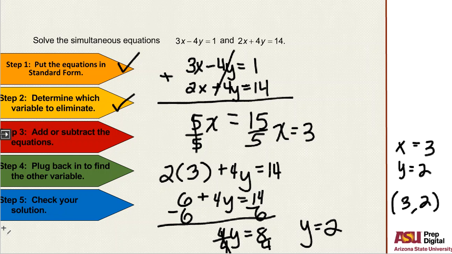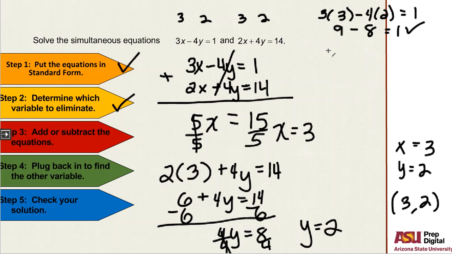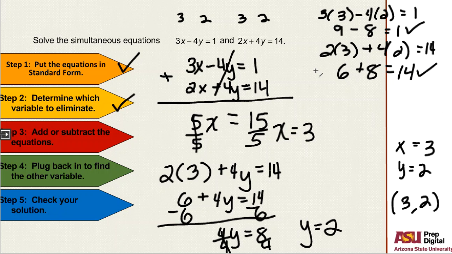Technically I'm done, but that fifth step is always highly recommended because that lets you know that you got the right answer. So I'm going to plug in 3 and 2 for these two equations. So 3 times 3 minus 4 times 2, I want to know if that equals 1. Well, this is 9 minus 8, and yes, that equals 1. For the second equation, I'm going to plug in my 3 and my 2 to the right spots. I want to know if 6 plus 8 equals 14. Yes, it does. So there's my quick check.